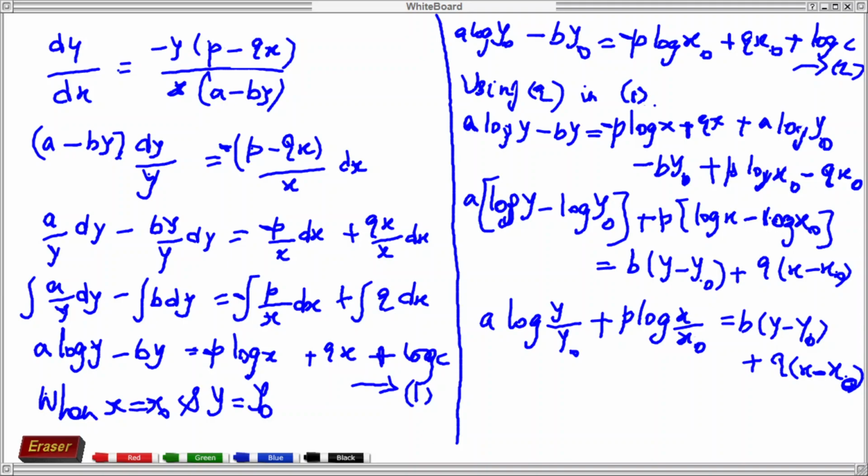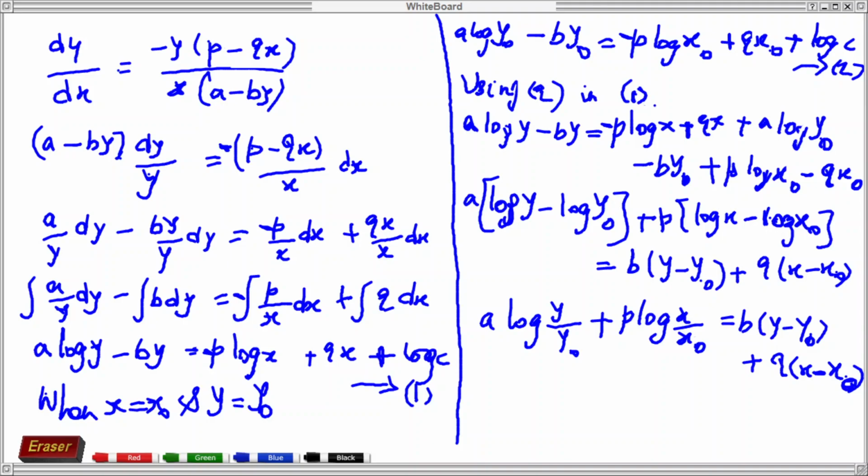Then, in order to solve the differential equation, we need to remove the differential operators, which can be done successfully by integrating them on both the sides. So let us integrate them on both the sides. On the left hand side, the first expression is a by y into dy.